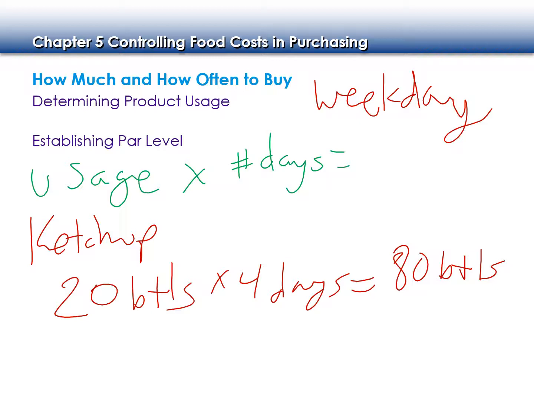80 bottles. Now, we have what's called a safety factor. Our safety factor is kind of like our safety net. Because are we going to use exactly 20 bottles every day?